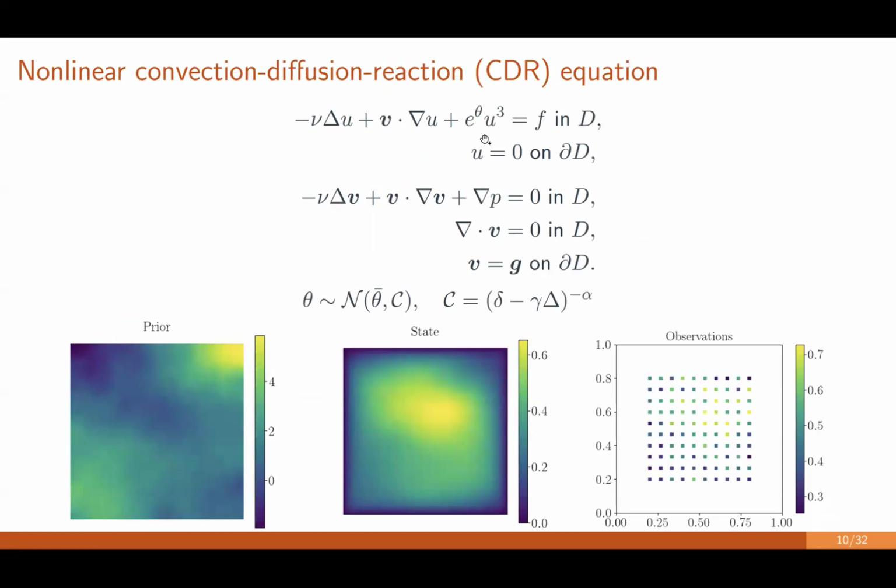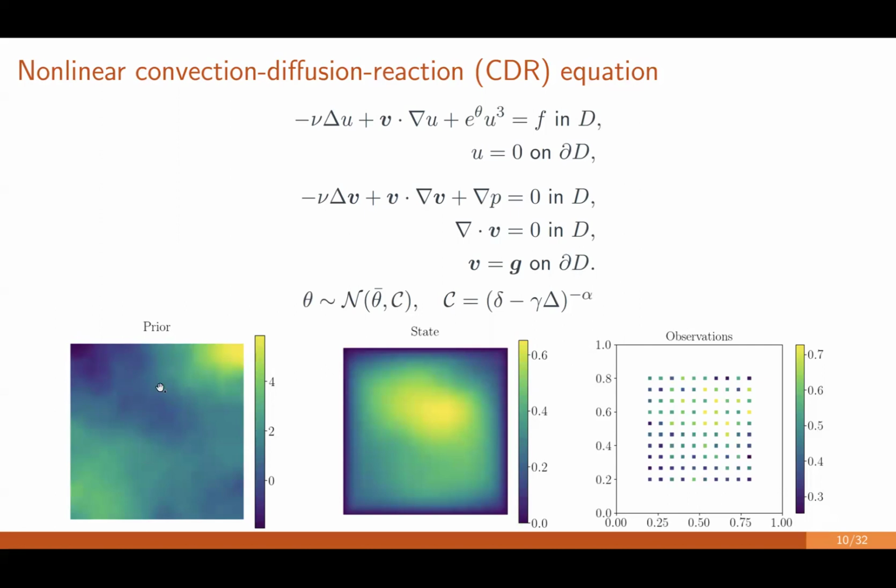So for one of the examples, let's say we have a convection diffusion reaction with a nonlinear reaction term. We have a coefficient e to the power of theta. Theta follows some Gaussian distribution. It has a covariance given by this so-called Matern type of kernel, where we have the Laplacian with certain parameters delta, gamma, and alpha, which dictate the smoothness, correlation length, and variance of the random field.